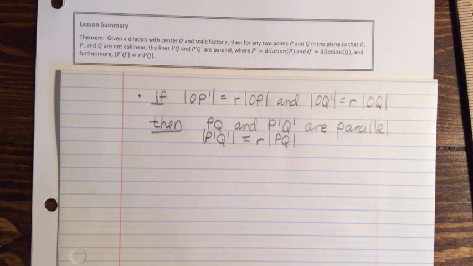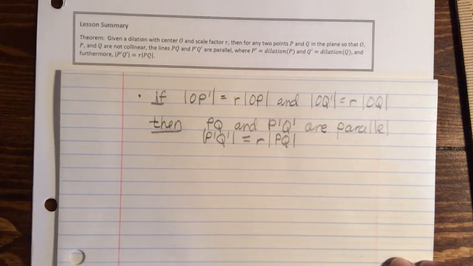Okay, this is going to mean a lot when we're dilating polygons, whole figures, because it means that all the lengths are going to be in proportion and all the angles, this doesn't talk about angles except that we know that we have parallel lines going here. The angle measures are going to be preserved. So we'll see that in later lessons.